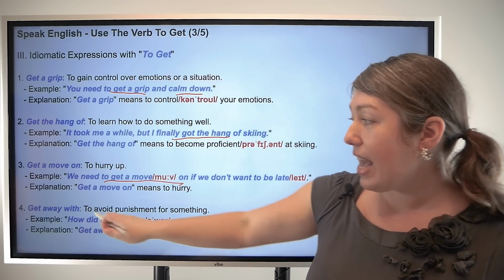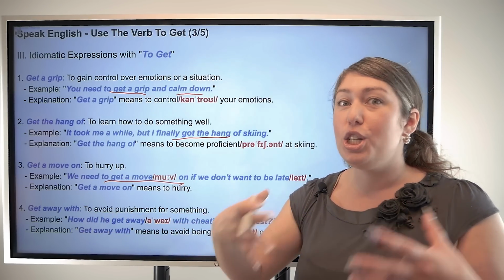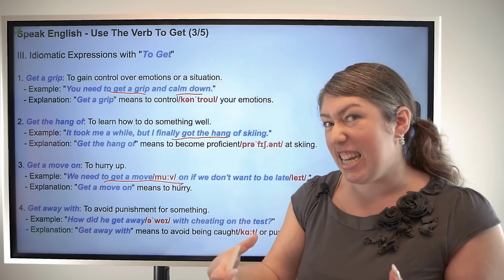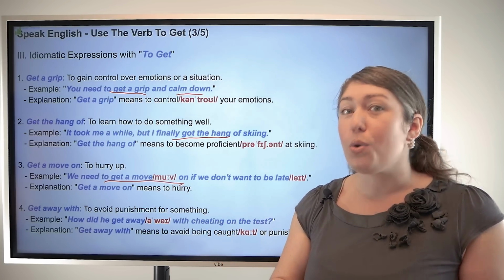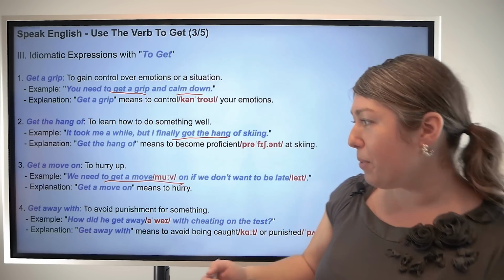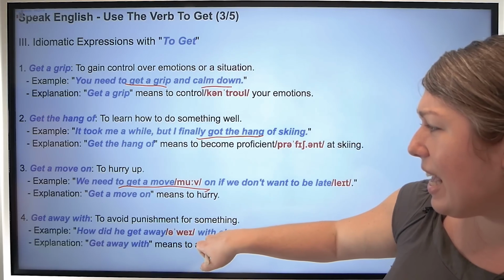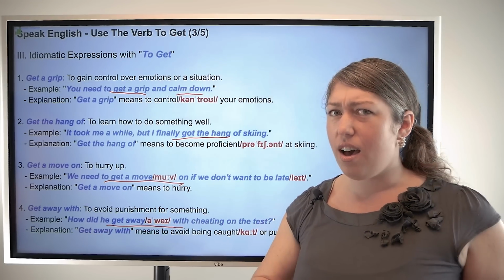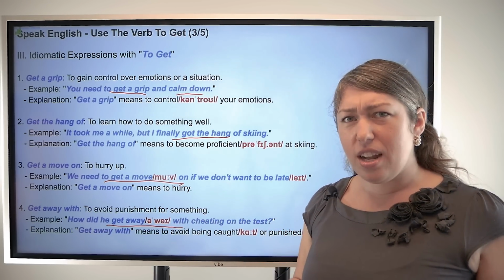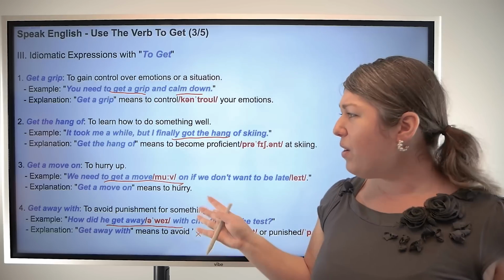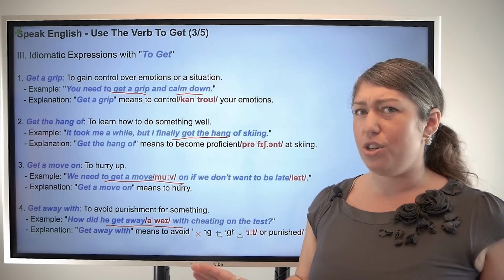And number 4, get away with. This means to do something in a sneaky way where you avoid punishment or you avoid getting caught. For example, how did he get away with cheating on the test? How did he cheat on the test and not get caught? How did he cheat on the test and not get punished?